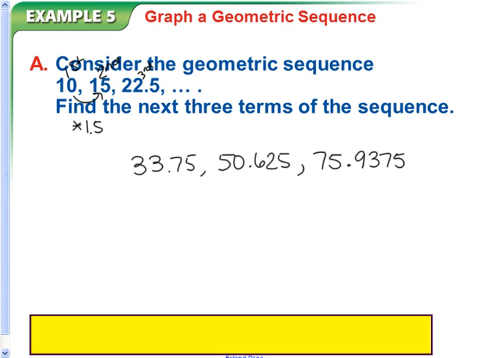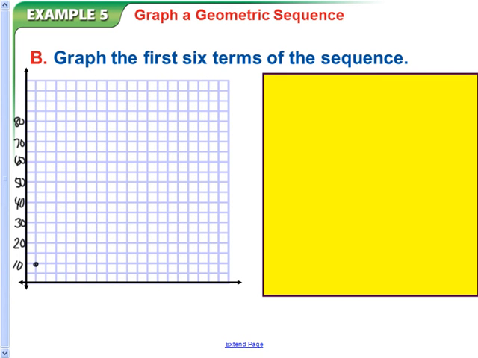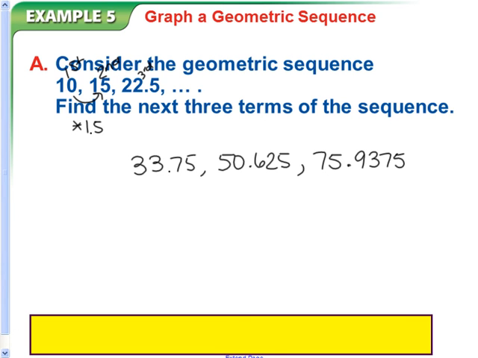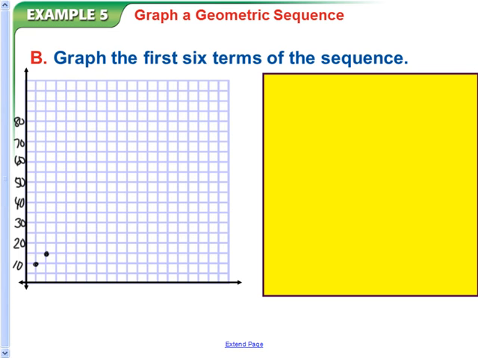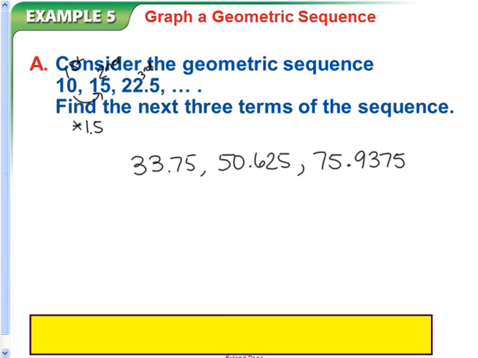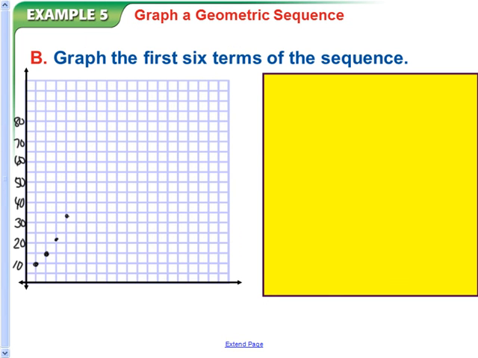So going back again, our first was at 10, our second was at 15. So at 1, we go to 10. At 2, we go to 15. 3 is 22.5. 4 is 33. So 22 and 33. And then we go 50 and 75 approximately. So there are our first 6 points.